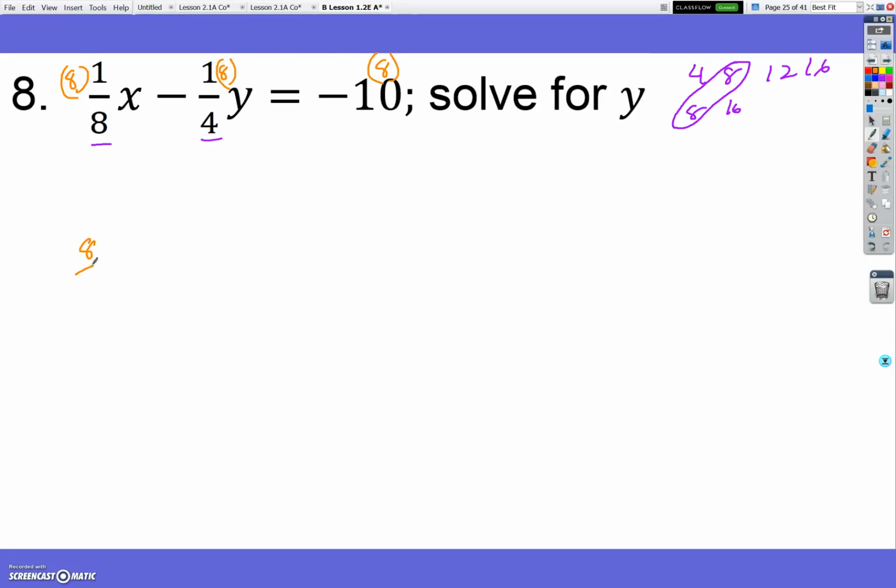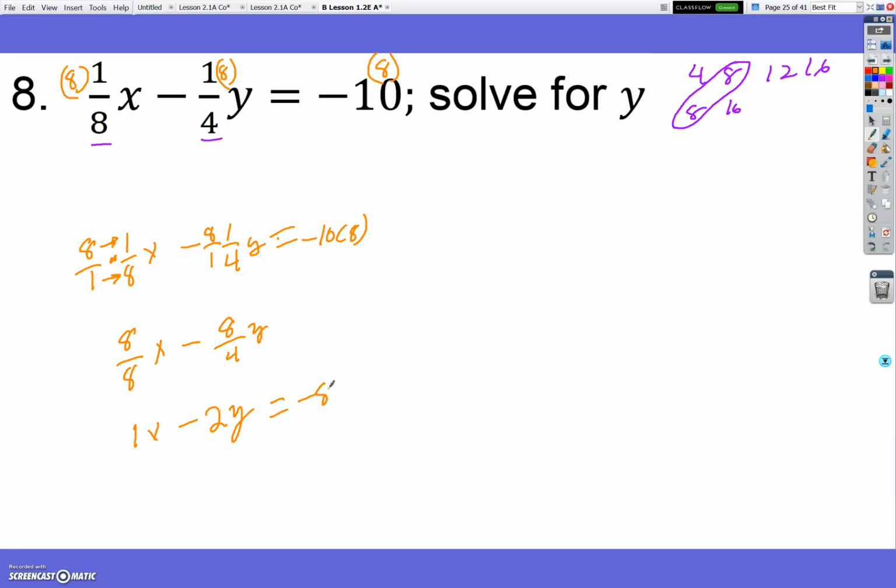And this would be 8 over 1 times 1/8 x minus 1 over 4y times 8 over 1 is equal to negative 10 times 8. When I multiply fractions, remember we multiply the numerators, which would be 8 over 8x, which reduces just to 1x. Here it would be minus 8 times 1 is 8, and 1 times 4 is 4y, which is negative 2y. And that's going to equal negative 10 times 8, which is negative 80.